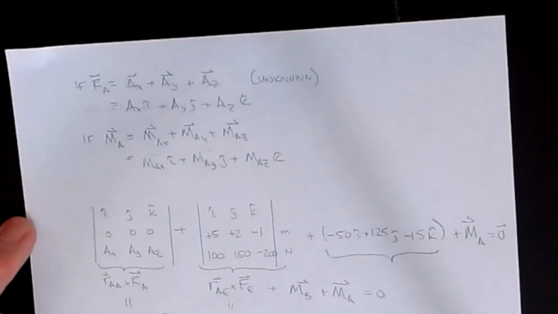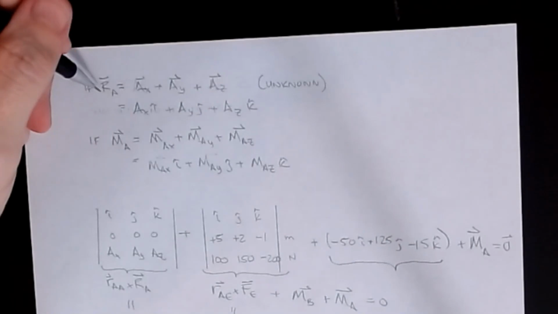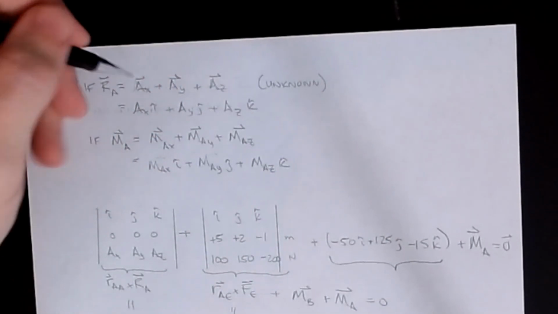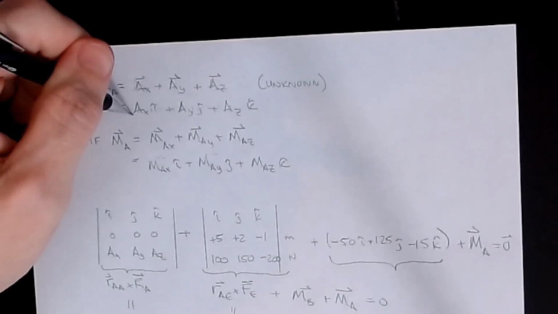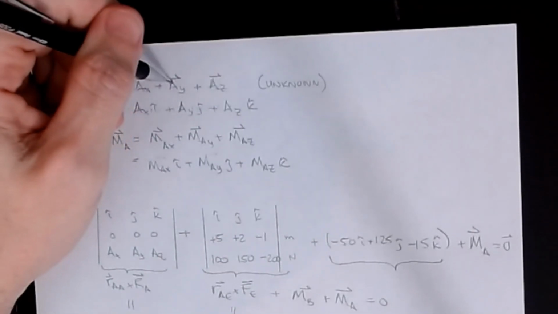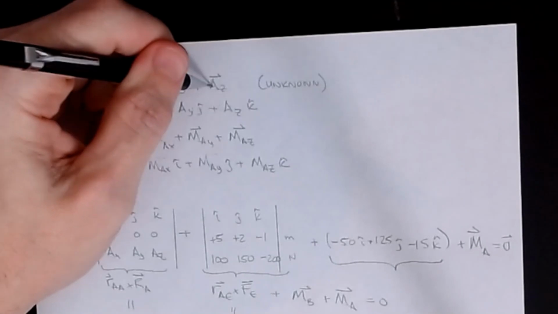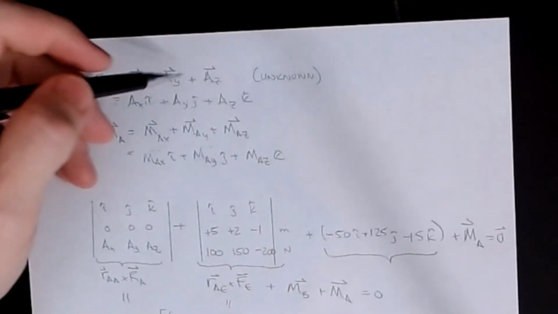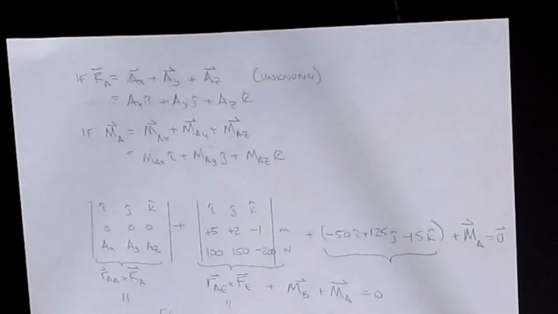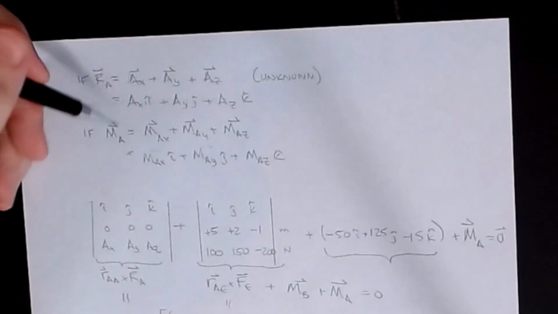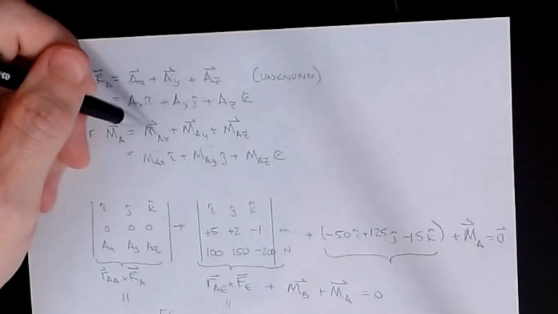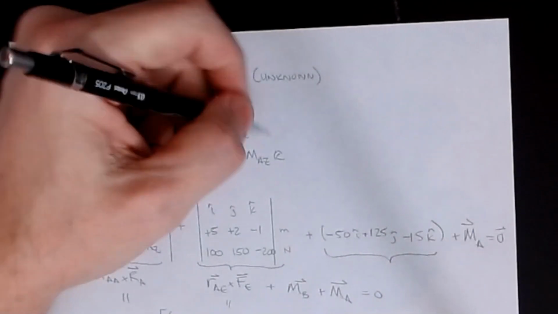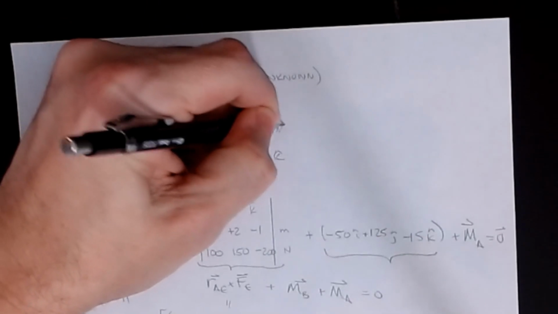Okay, so things that we know. Reaction at A is an AX vector plus an AY vector plus an AZ vector. The AX vector is magnitude of AX times i plus a magnitude of AY times j plus a magnitude of AZ times k. Again, we've assumed a positive direction. And again, this is unknown at the time we started the problem, as is the moment. The moment at A then is a moment vector about the x-axis plus a moment vector about the y-axis plus a moment vector about the z-axis. And again, this is unknown.